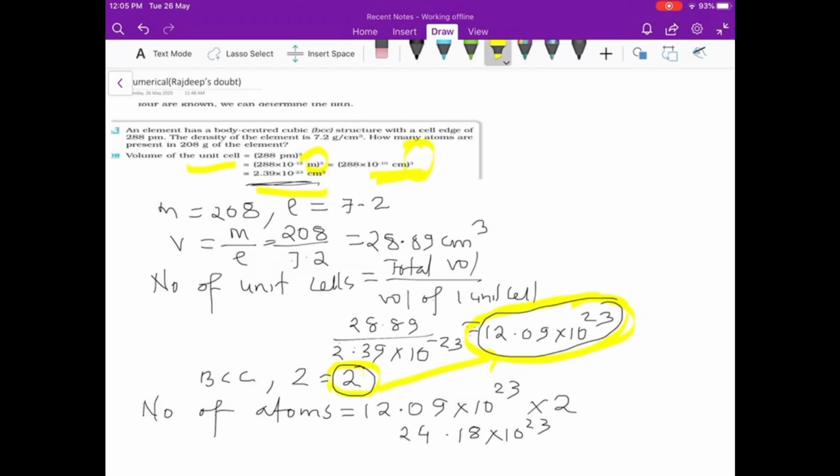And usually, following the rule of power of 10, if you place the decimal at 2.4 rather than 24, it is 2.418 into 10 to the power 24.